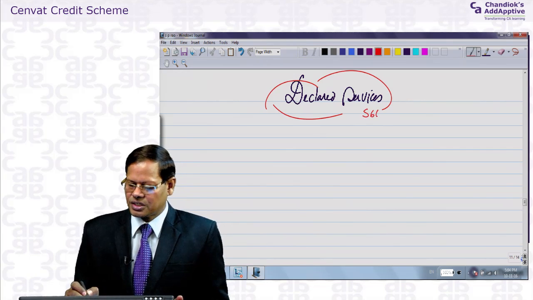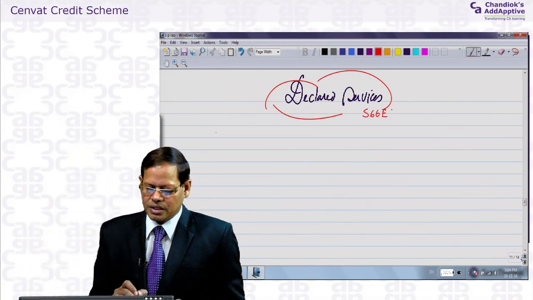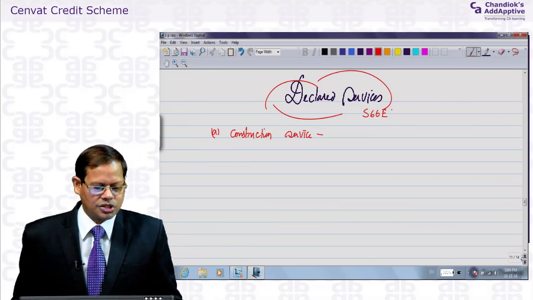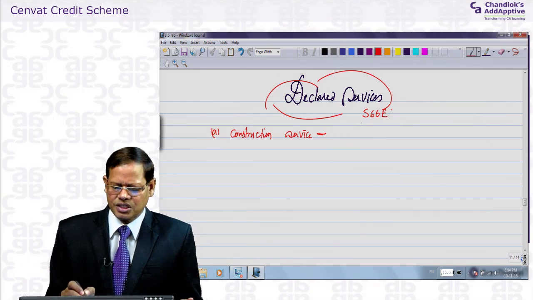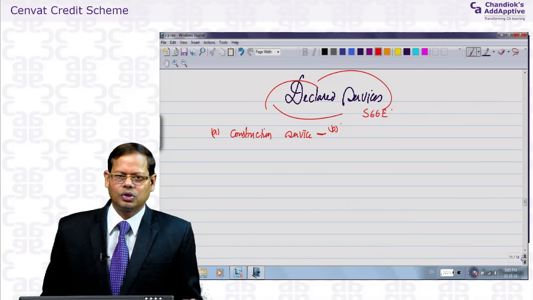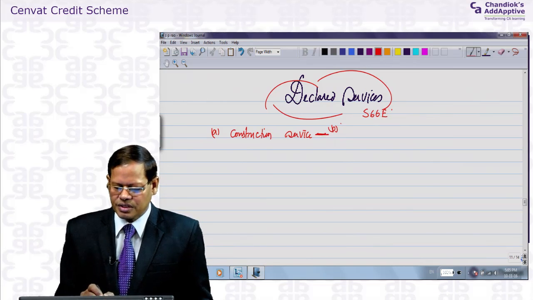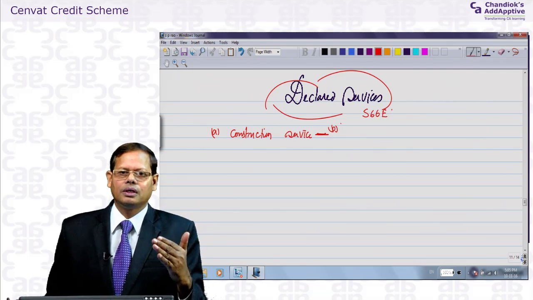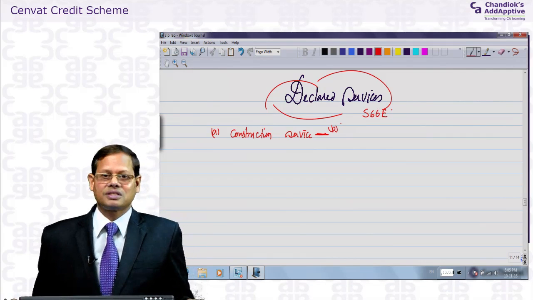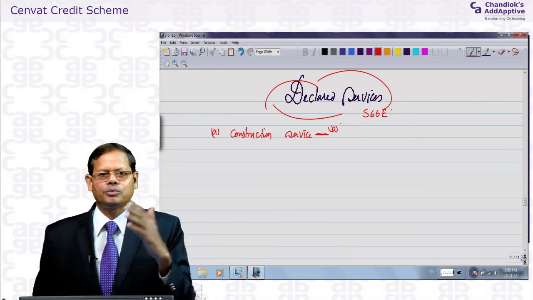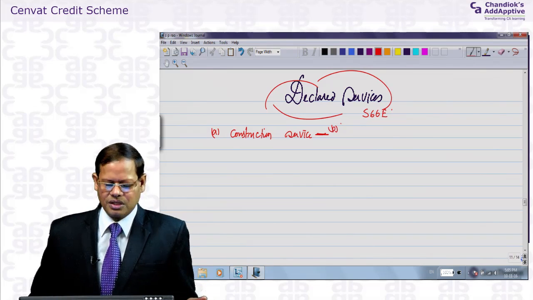So, declared services under section 66E. One is construction service. This construction service is section 66E, I think clause B. You please check up, these are things to be mugged up, you have to remember. And this falls under construction service only when the amounts are received before the completion certificate is issued, otherwise it is a sale of immovable property, only stamp duty is payable. So, whatever amounts you have received before the completion certificate, that is a part of construction service.